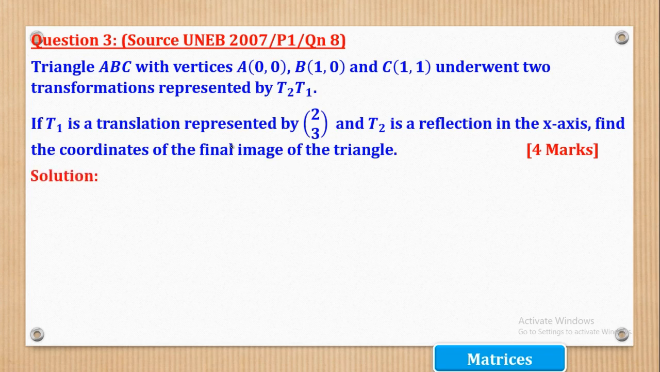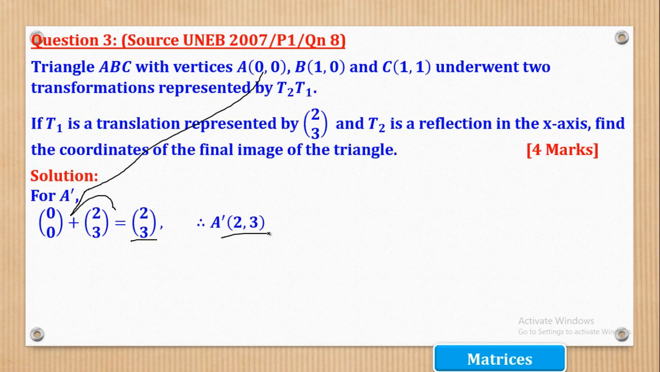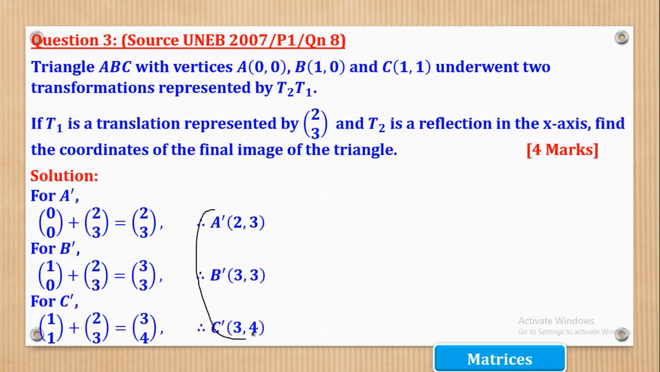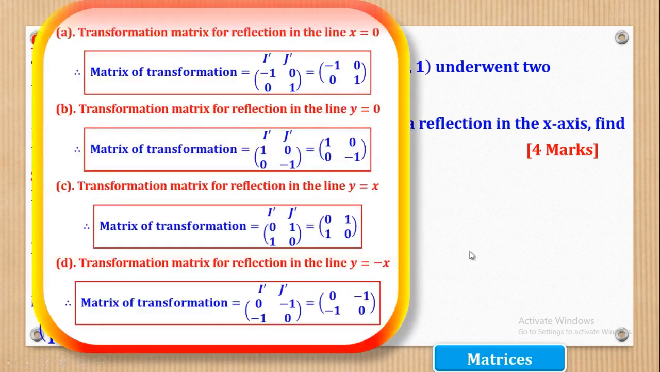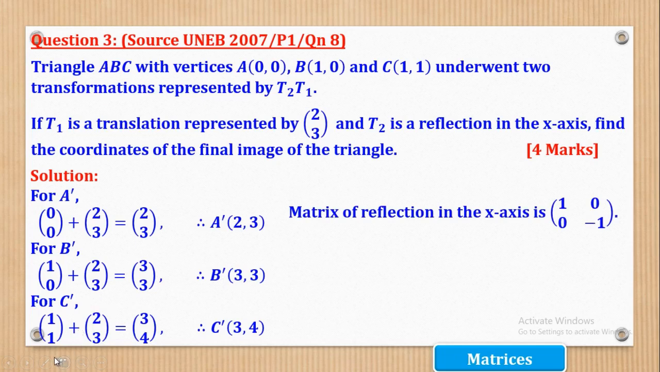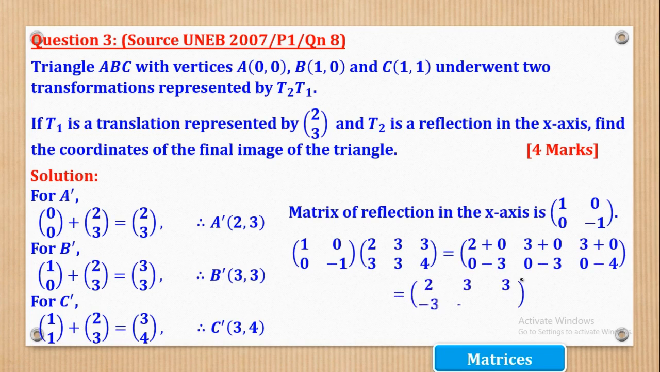So first is a translation. For the image A prime, add the object to the translation to come up with this as the coordinate of A prime. Then also do the same for B: B object plus translation gives you that. Then C also, object plus translation gives you that. Then these ones undergo a reflection about the x-axis. So you have to remember the matrix about the x-axis, which is this. Therefore, the matrix of reflection in the x-axis is that. Multiply the matrix with the object to come up with the image and write them in coordinate form, and that would be the answer they wanted.